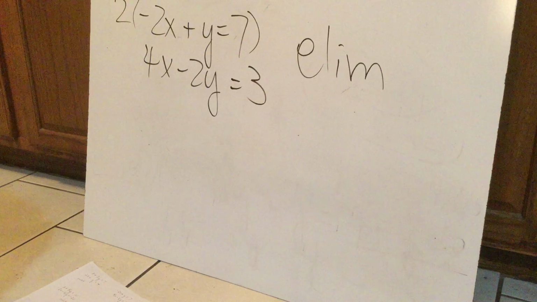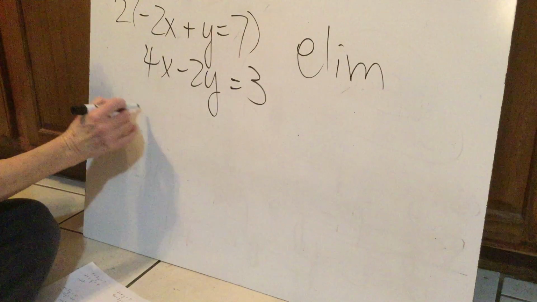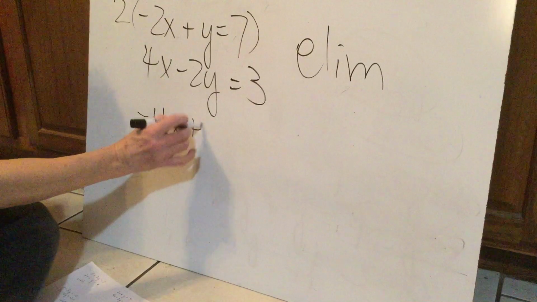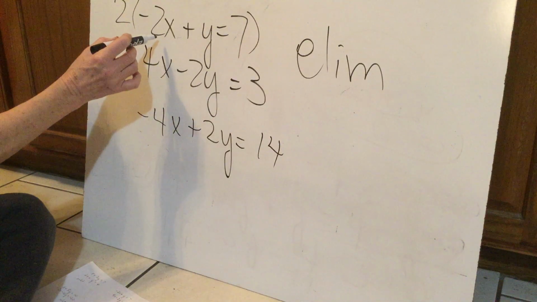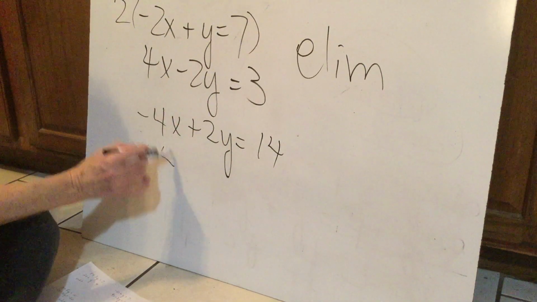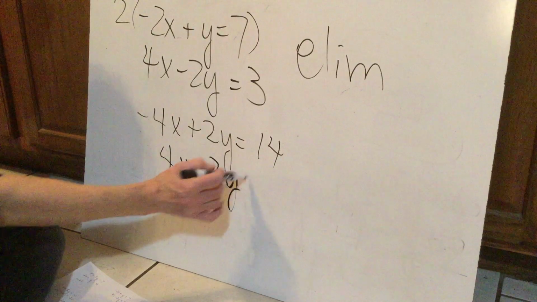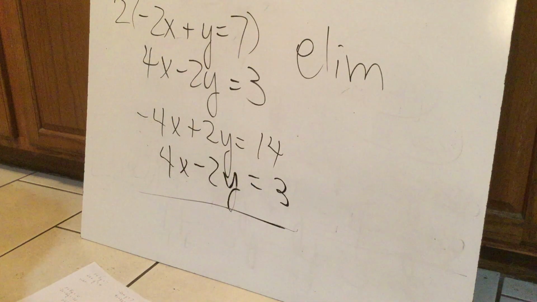And remember, I know I've already said this, but when you do that, you must multiply the entire equation, every number in it. So that gives me negative 4x plus 2y equals 14. This equation I'm not going to change. And now when I add them together, it's going to do exactly what I wanted. It's going to cancel out the x's.